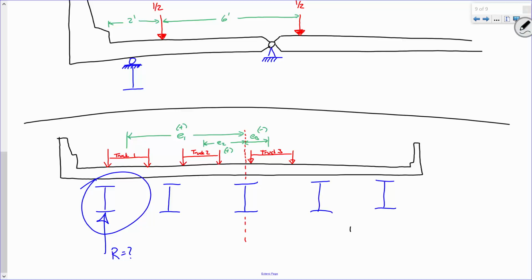So for one lane loaded, your sum of E's would be E1. For 2 lane loaded, your sum of E's would be E1 plus E2, and for 3 lane loaded, your sum of E's would be E1 plus E2, if you want to think of it, minus E3. Because the idea is that other truck is sort of serving to rotate the bridge the other way, so it's softening the reaction on that exterior girder. Does that make sense?